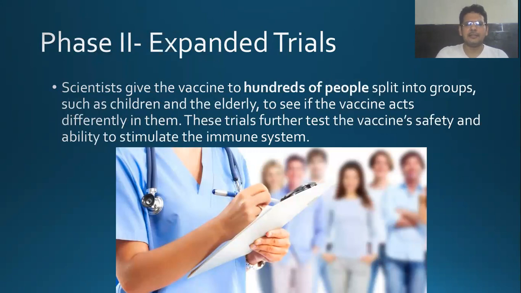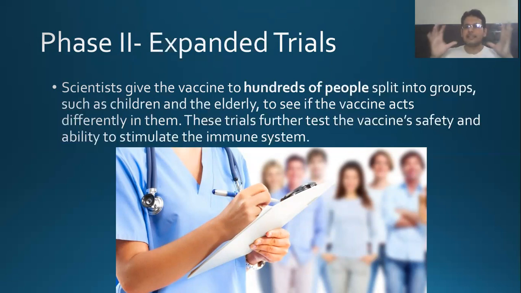In phase 2 trials, they are also called the expanded trials. Initially I mentioned that phase 1 is mainly focused on a small number, and in phase 2 the number is increased. It goes to hundreds of people, and they are split into different age groups. For example, in phase 1 we focus only on adults, but in this case we also go towards children and older people. So we can see whether our vaccine is giving an immune response in children and also in older people, because the immune system is weaker in these age groups, and our vaccine should give the immune response in this case.